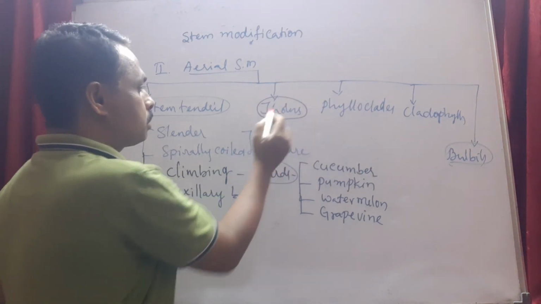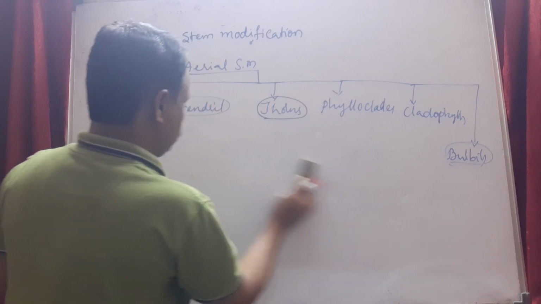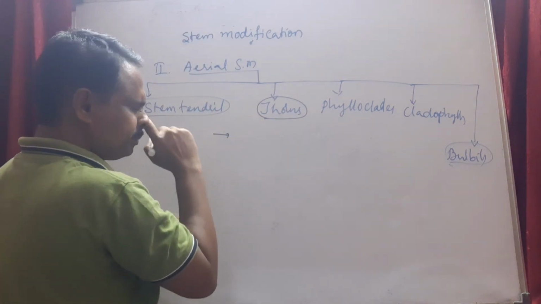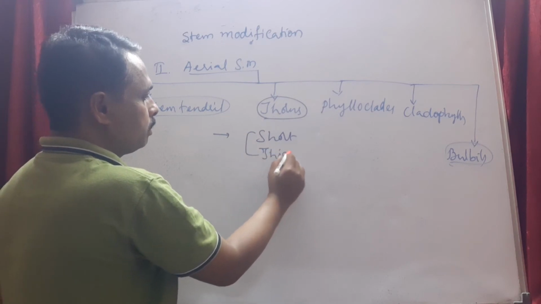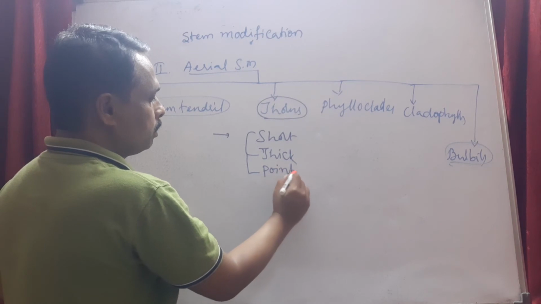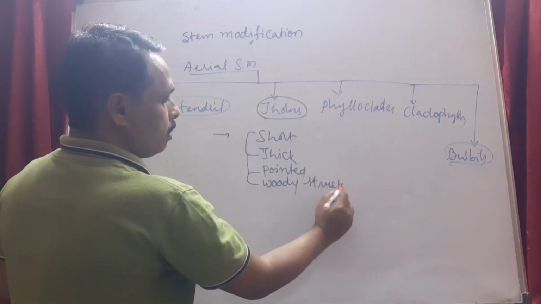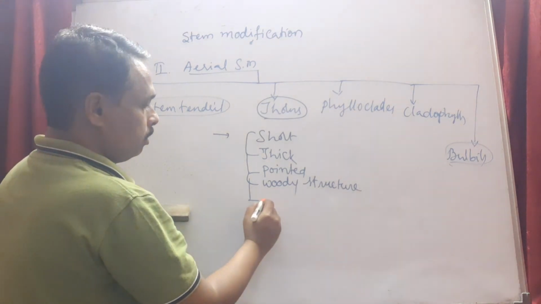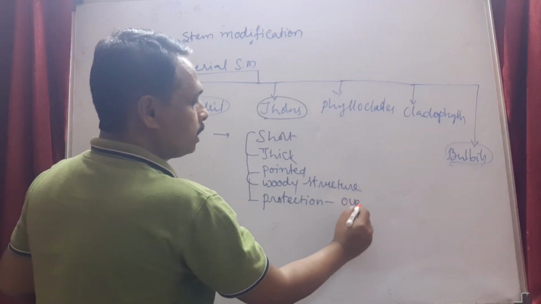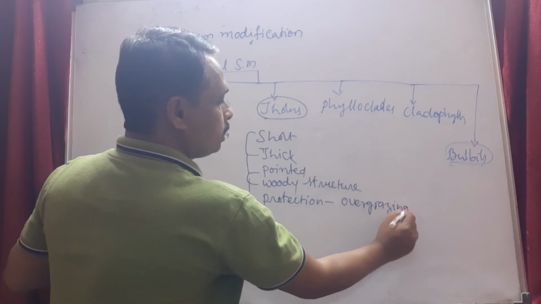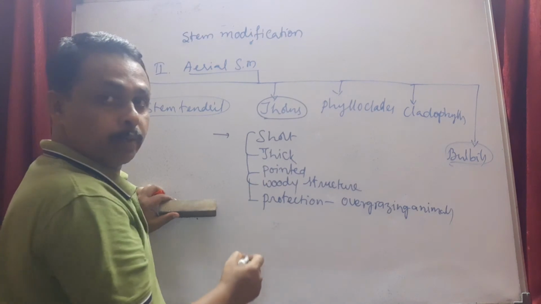Next, when you're talking about thorns, thorns are short, thick, pointed, woody structures which help for protection from overgrazing animals, like cows, buffalo, sheep, goat, etc. From these overgrazing animals, these thorns will provide protection.